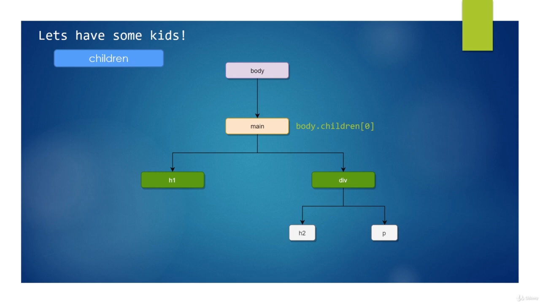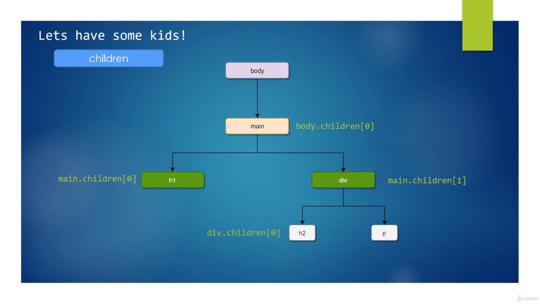What about now if we want to get that H1 tag in the main element? How would we do that? Again, we start at the main element, we access its children property, and we access the first item in that array. It's intuitive. And with the div, we know that that's its second child. So we access the main element, we access its children property, but this time we access the second item in the array, which of course will return us that div element.